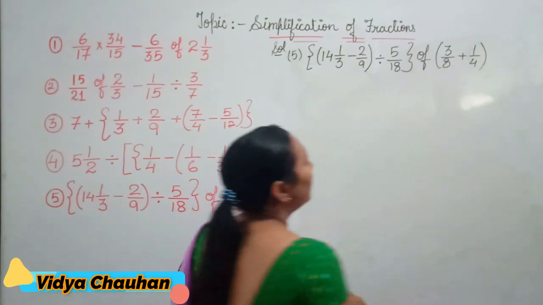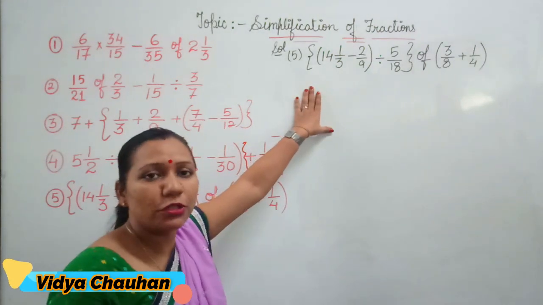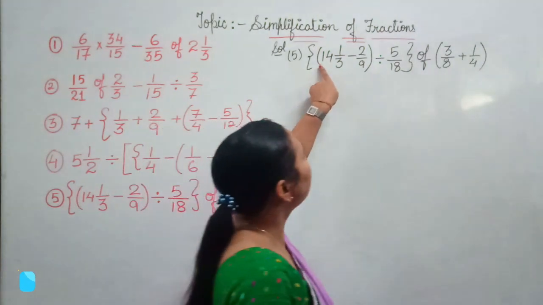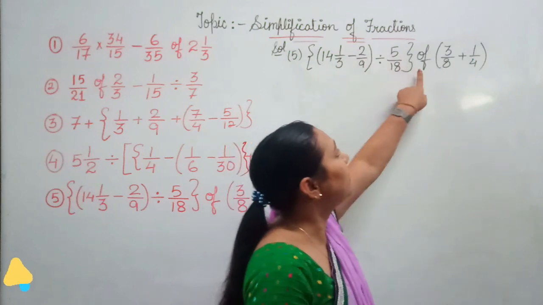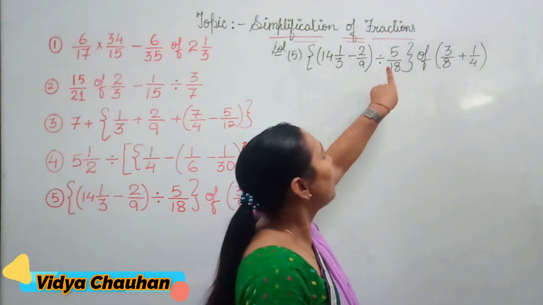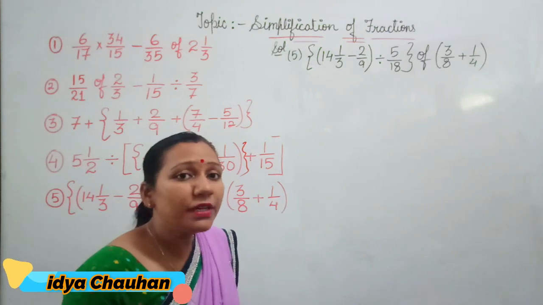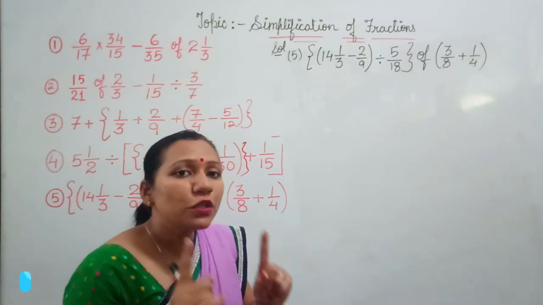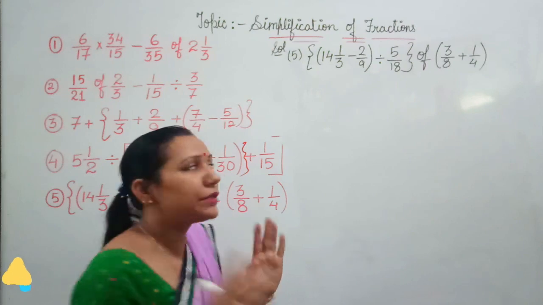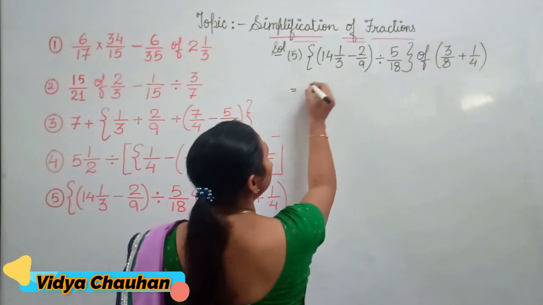Now children, let us quickly solve this portion also. Now here we have brackets also, and we have the operation of, followed by division, addition and subtraction. So very first BODMAS rule says solve the brackets first. So let us solve the brackets here.